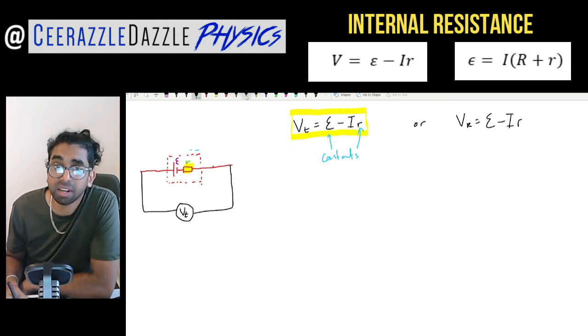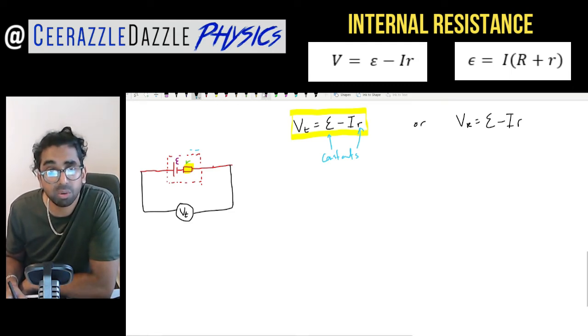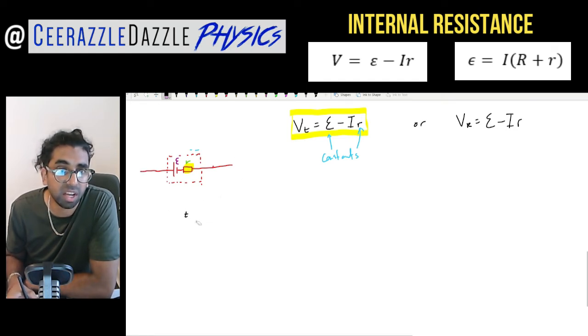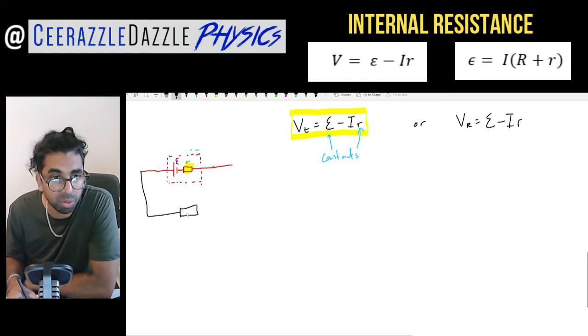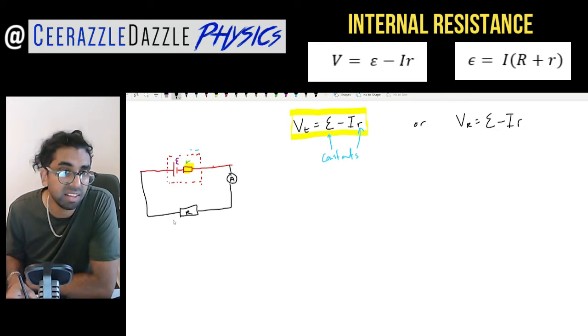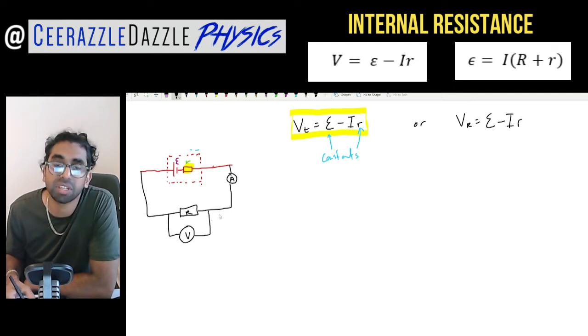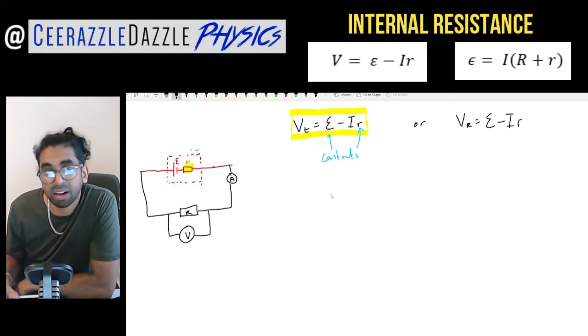Now from here, we're just going to talk about what happens when the current in the circuit increases. So let's draw this circuit out and make it a bit nicer. We're going to put our external resistance over there, and we're going to put the ammeter over here. And don't forget, we're going to put a voltmeter around here.